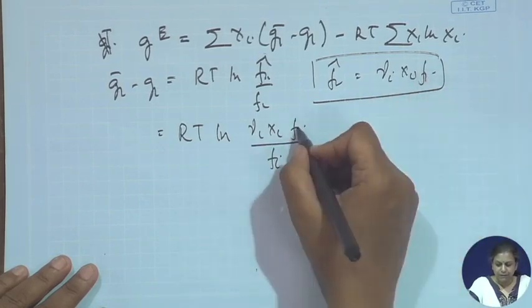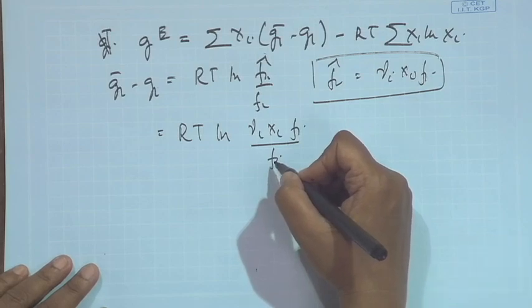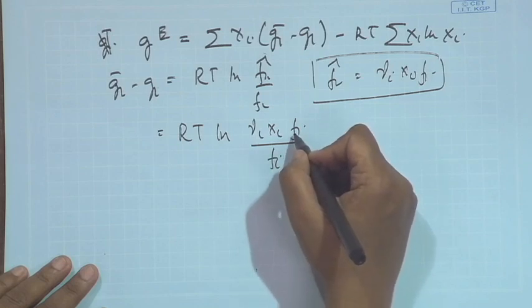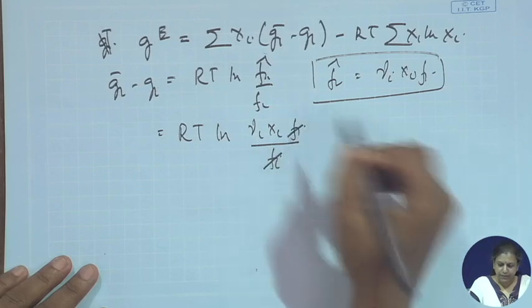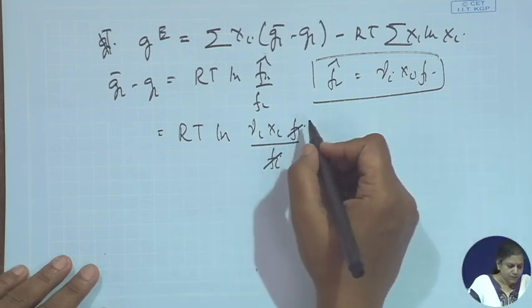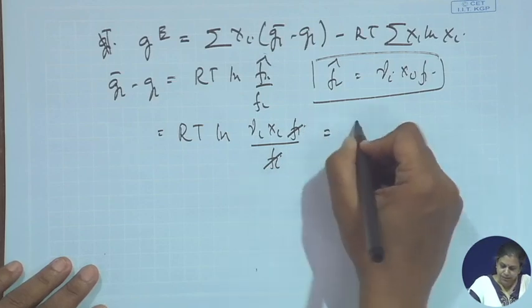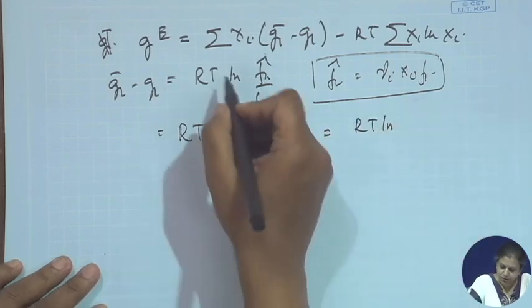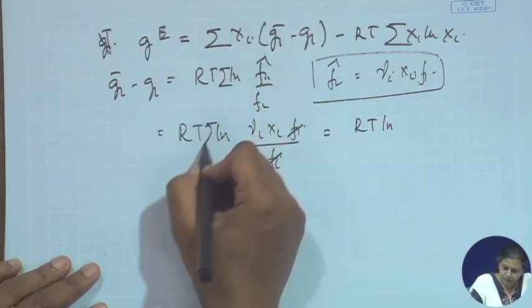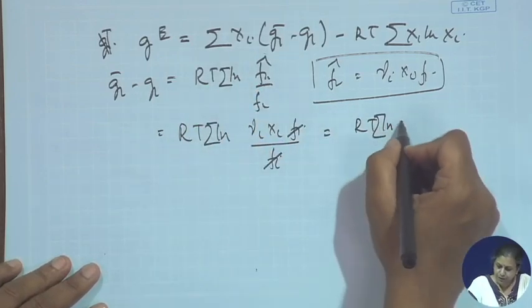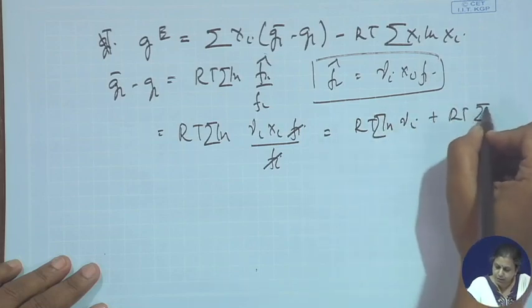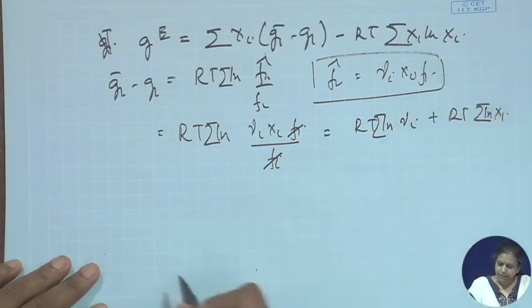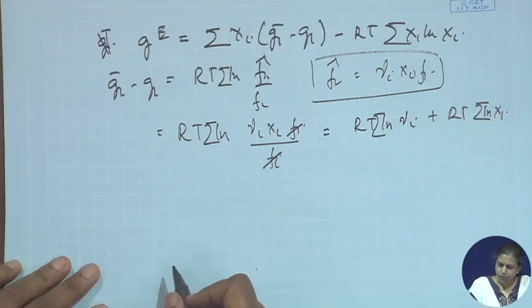In both the cases, remember, the fugacity Fi is the same. It is the pure component fugacity at the temperature and pressure of the solution. This was the fugacity of the pure component and this is also the fugacity of the pure component. Can I not write it down in this particular way? So, therefore, what is my Gi bar minus Gi? In this case, this is RT sigma ln gamma i, sorry, there was a sigma here which I forgot, plus RT sigma ln xi. I can write it down in this particular way, fine.